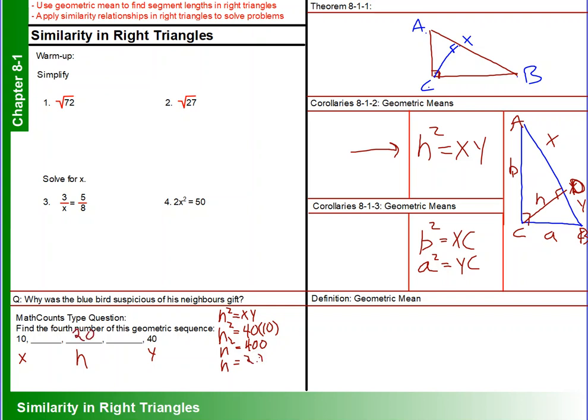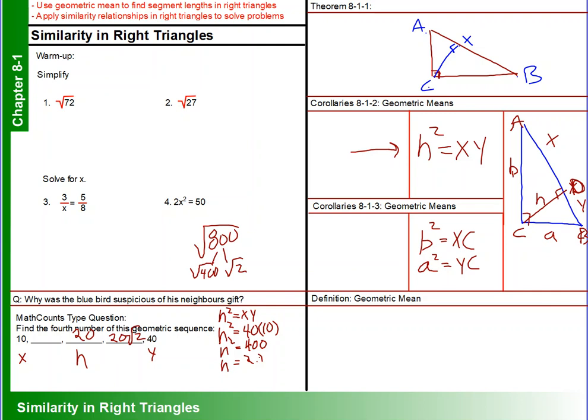Well, that's absolutely wonderful until we realize we need the fourth term, and so then we have to do the same process again. 20 times 40 is going to be 800, and so we have the square root of 800. So we have the square root of 2 and the square root of 400, and so we end up with 20 root 2.